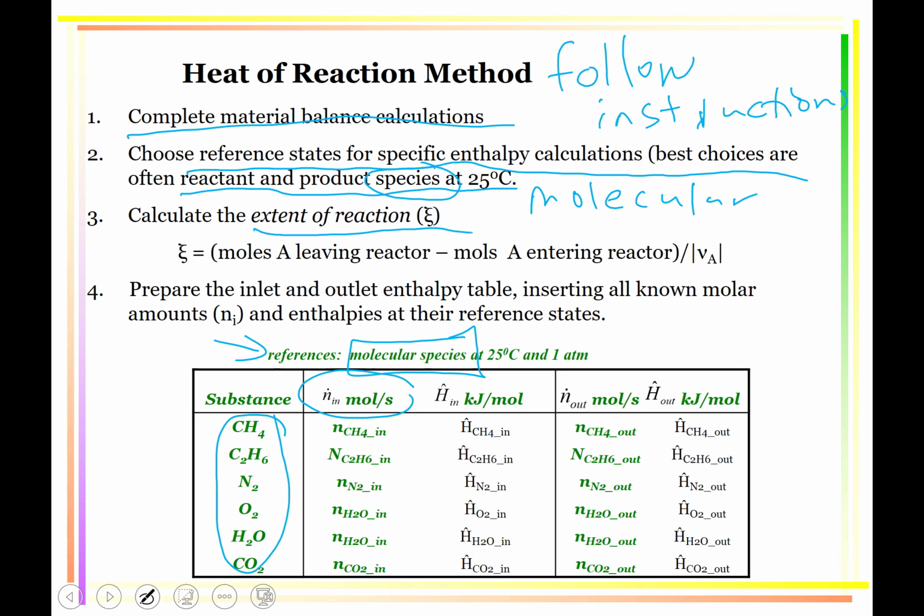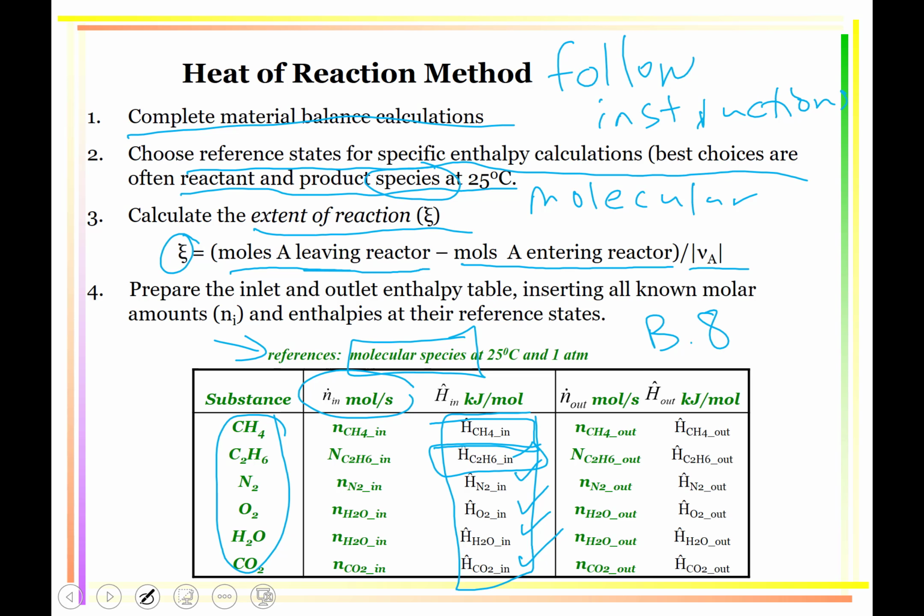We can calculate the extent of reaction from the moles of A leaving the reactor minus the moles of A entering the reactor, divided by the stoichiometric coefficient. The extent of reaction should be a positive number. Then we're going to insert all the enthalpies, many of which we can calculate from Table B.8. However, for the ones that are not on Table B.8, we are going to have to use the integral of Cp dT.